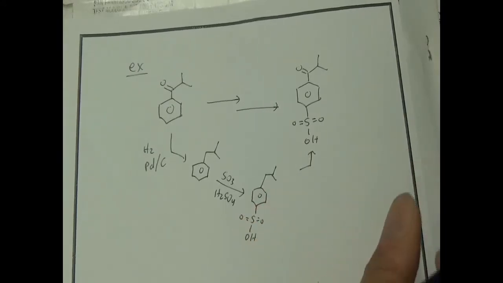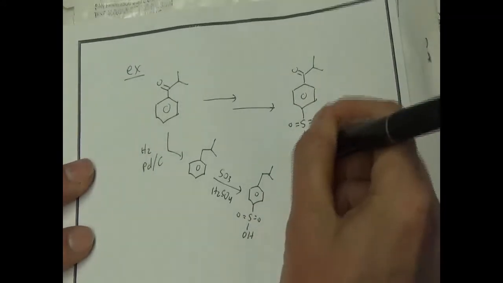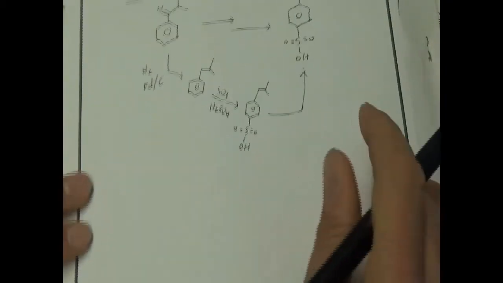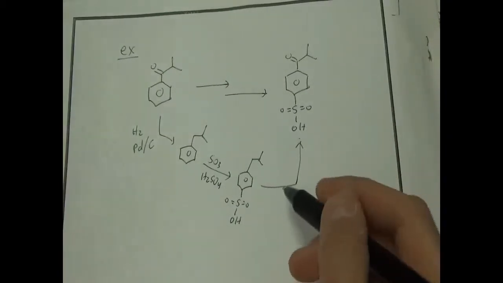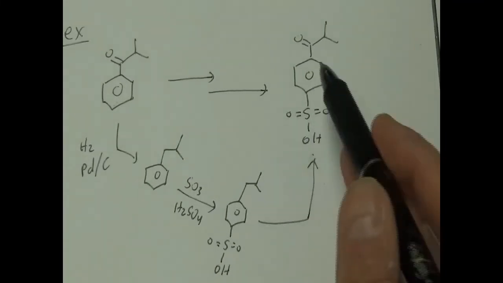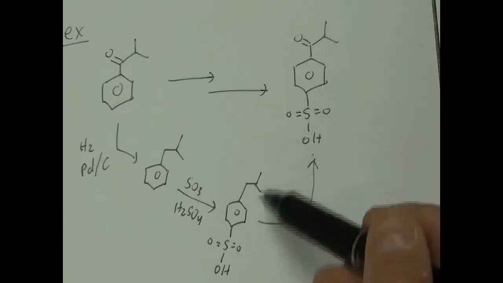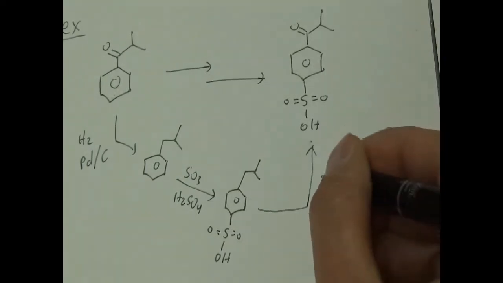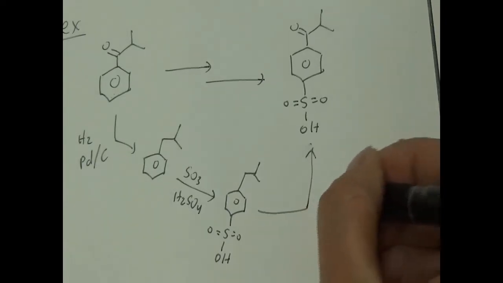Cool. Now it's really simple. This is easier than that last problem we did, because we don't have to worry about all that temporary deactivation and stuff. All we've got to do now is turn the alkane back into a ketone. How do we do that? Alkane back to ketone. What was the oxidizing condition? It's CrO3. Okay.